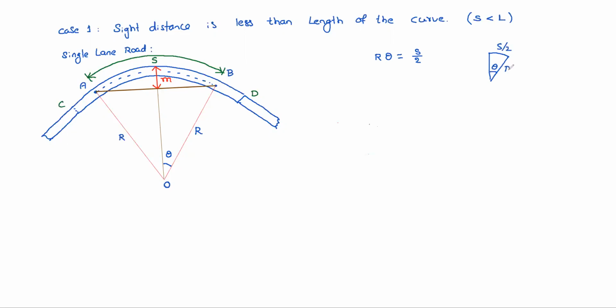R into theta equals S by 2, so theta equals S by 2R. You will get theta in radians. Then M, the setback distance, equals, see, from O up to the center of the road only we need to mark.